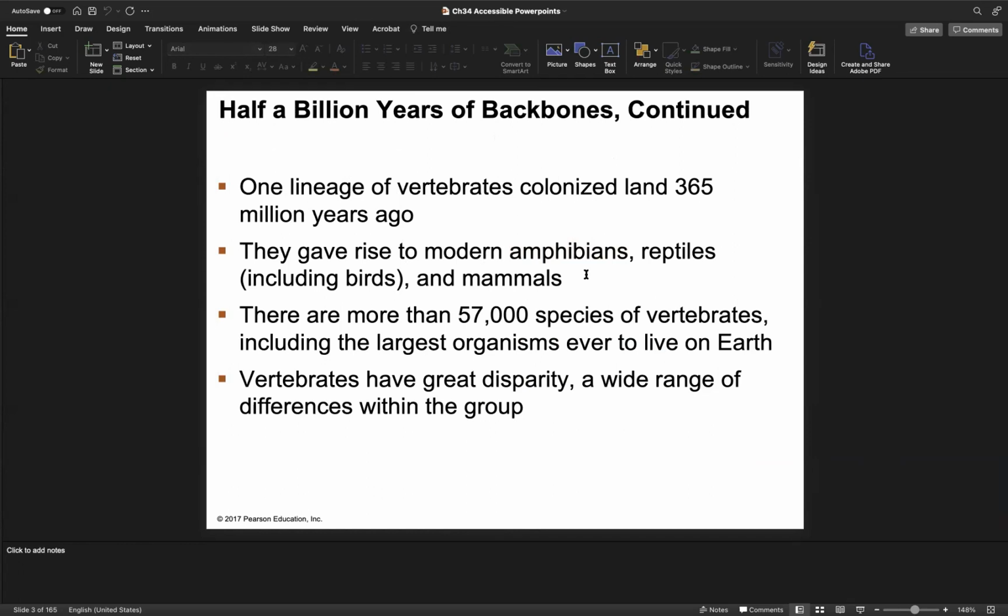And as far as the numbers of species of vertebrates, you have 57,000 different species of vertebrates. That's going to include the largest organisms that live on the earth, and I bet you can guess what whale of an organism that could possibly be. So the vertebrates are a big group with great disparity, a wide range of differences within the group. That's why there are 165 slides to this PowerPoint.